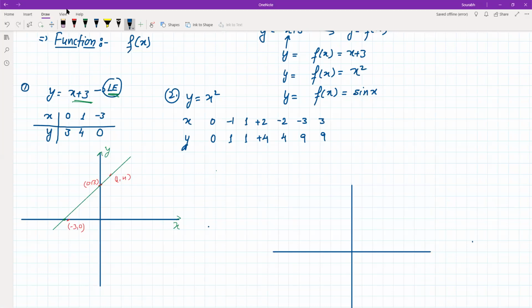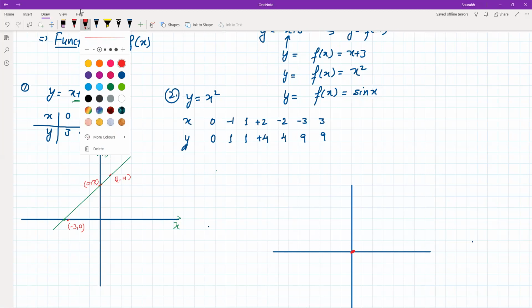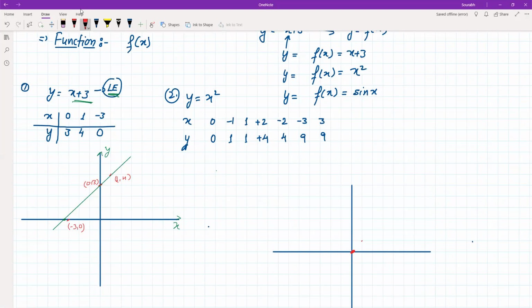So here it says y equals x squared. And now if we start plotting the points, when x is 0, y is also 0. When x is 1, y is 1. And when x is -1, then also y is 1. Then at 2, y reaches 4. And at -2 as well, it is 4. And then at 3 or -3, it actually goes to 9.